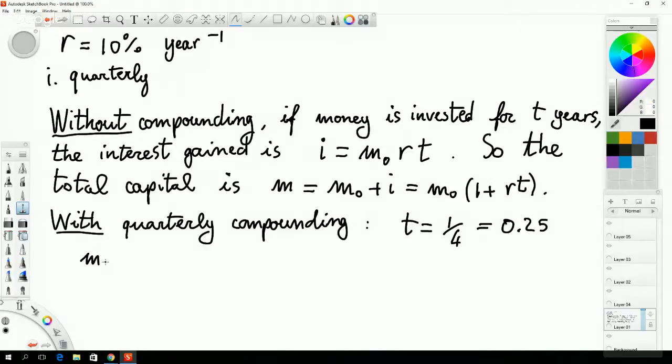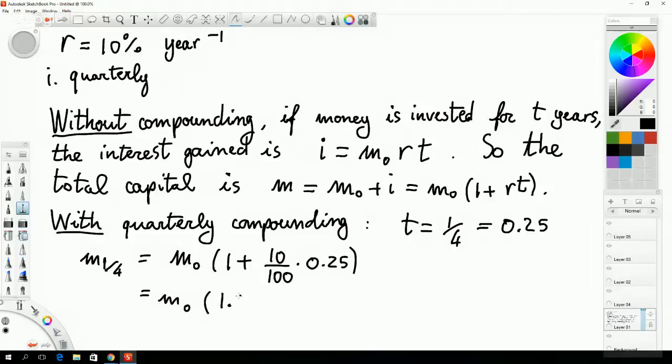Sorry, actually, m1 might be confusing because it might mean 1 year. Instead, I mean after the first quarter. So let me write m of 1 quarter. This is going to be, just from the expression we had above, m naught times (1 plus RT). R is 10%, so we need to write 10 over 100, times t, which is 0.25. Simplifying this a bit, we end up with m naught times 1.025.